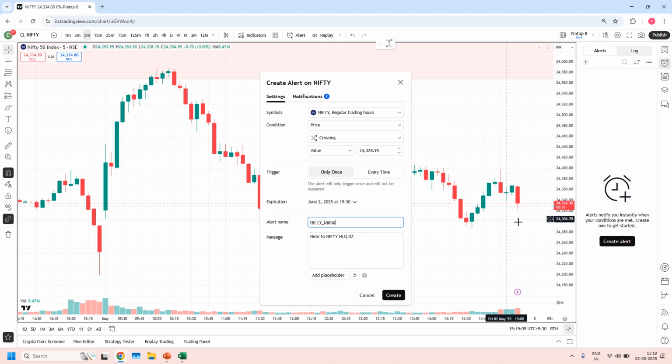Okay, now what is the value? Because this is a demo session, I want to make sure the alert gets triggered. What is the nearest value? 24,330. Let me give 24,328. Okay, 328.95 I am giving. Let me create the alert.